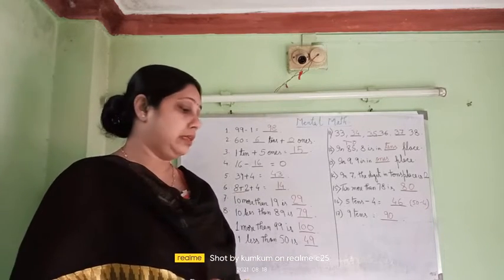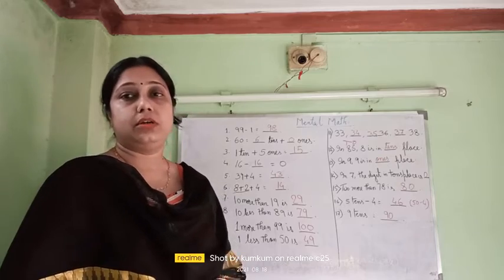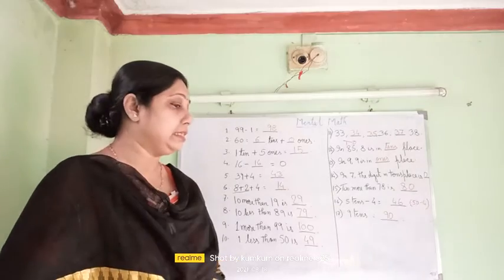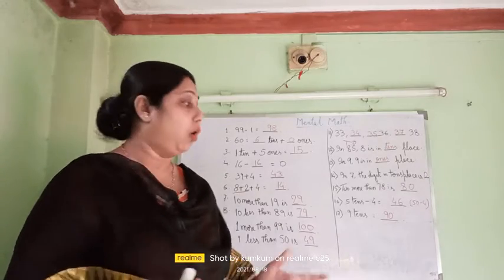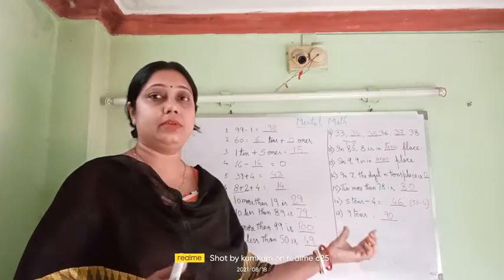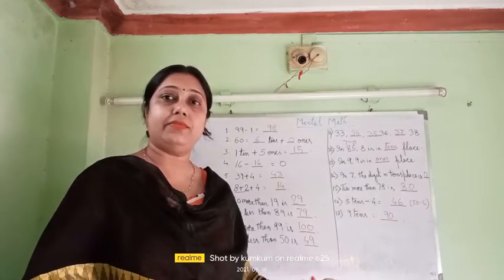And the last question, 9 tens equal to what? So 9 tens means 90. Either 90 equal to dash tens, that means you have to write 9, or 9 tens equal to 90. Any one of the patterns will be given in the exam.